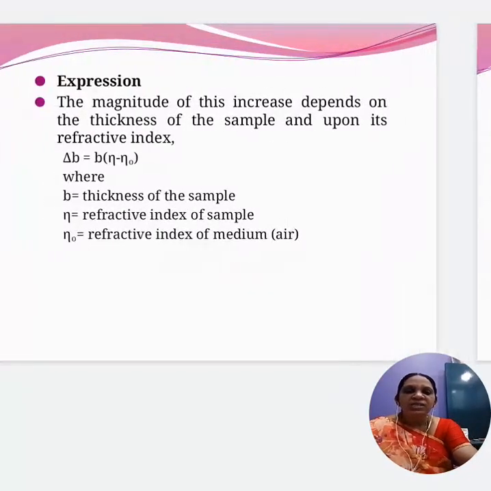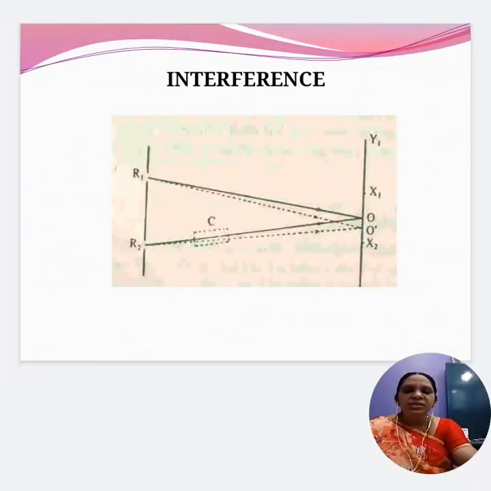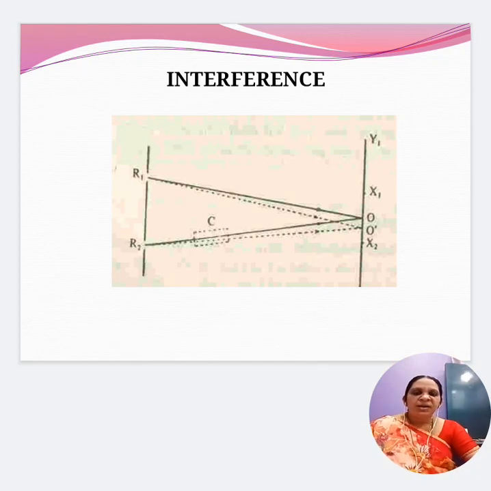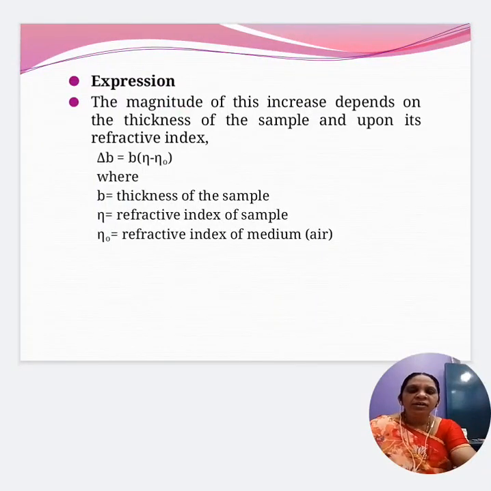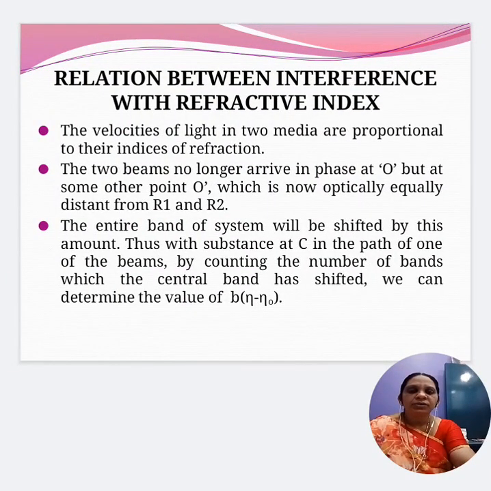I will show you once again. See what the two beams are doing now. Earlier they met at the point O, but now when the sample was placed, they are going to meet at another point O dash, which is now optically equal distance from R1 and R2. The entire band system will be shifted by this amount. From O to O dash it is being shifted.